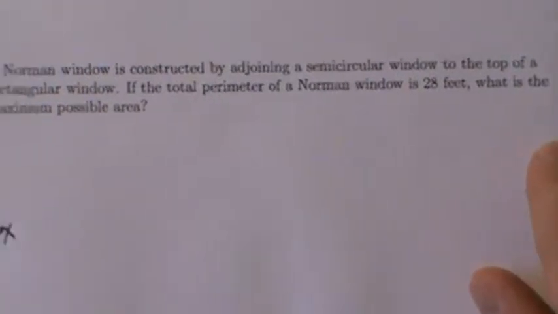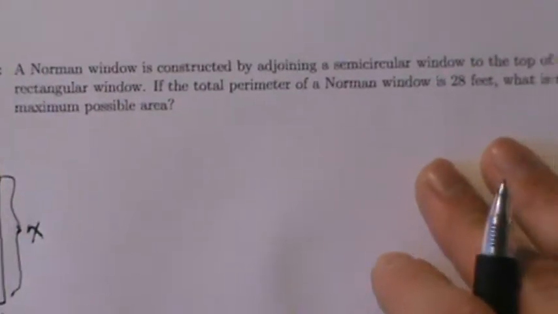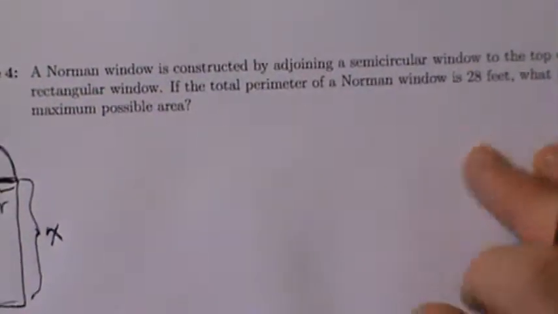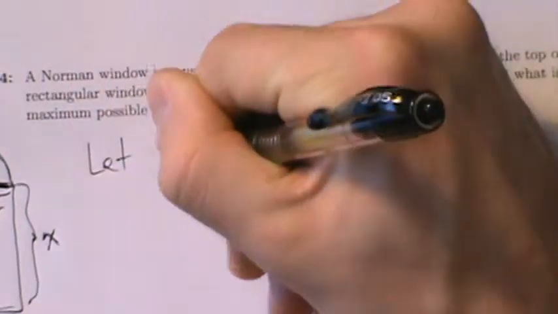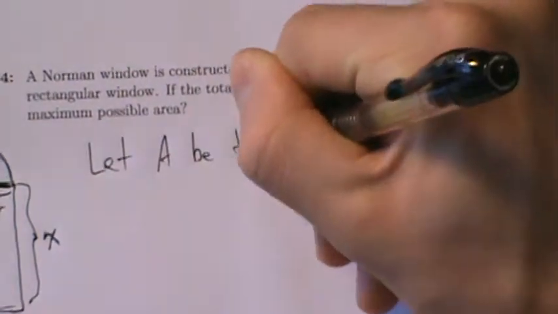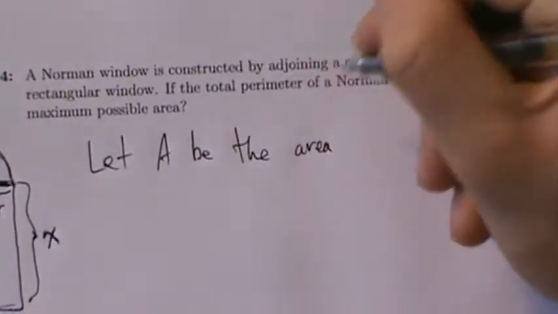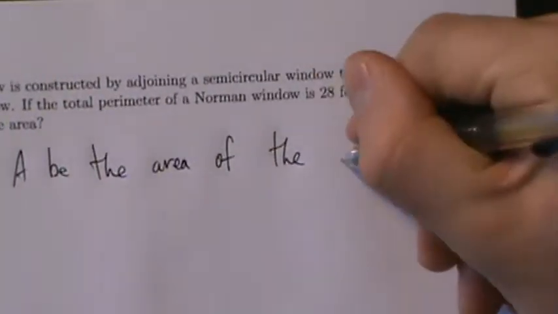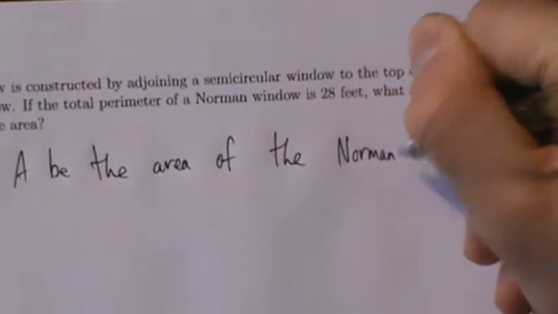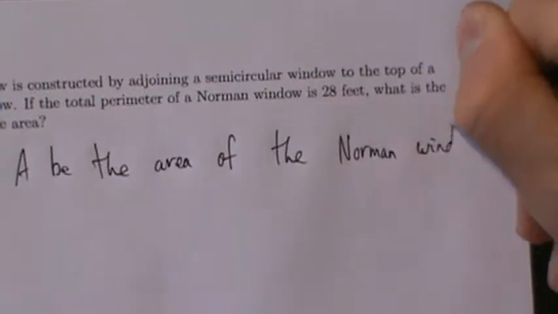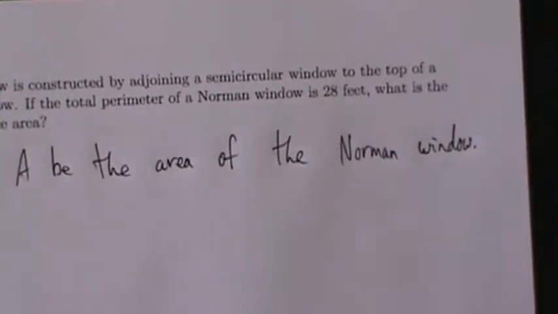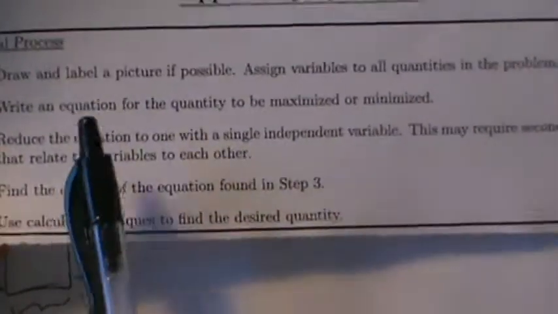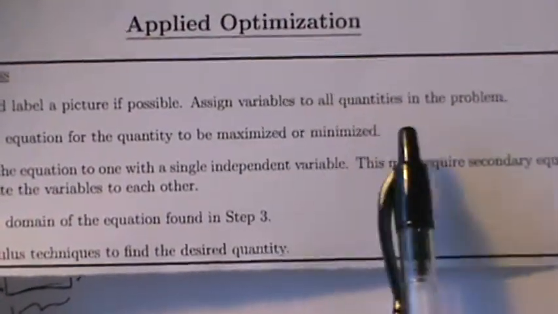But we do also have an area. Okay, the area is what we want to mess around with and try to maximize. We want to get the maximum possible area. So let's call that something. Let capital A be the area of the Norman window. Okay, so that's step 1. Draw and label the picture if possible, and assign variables to all quantities in the problem.